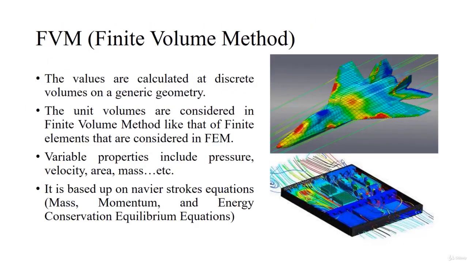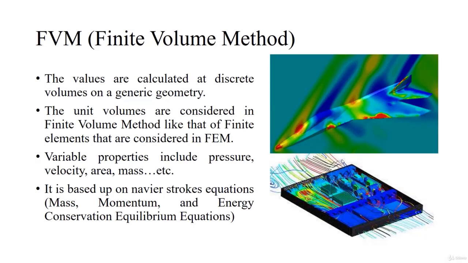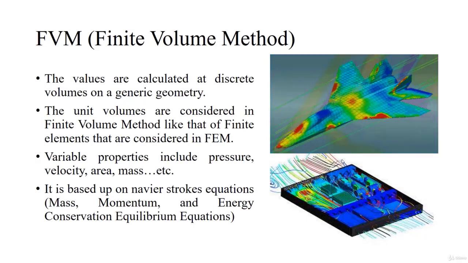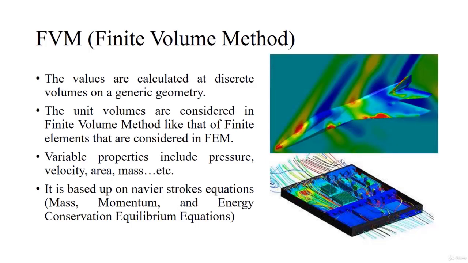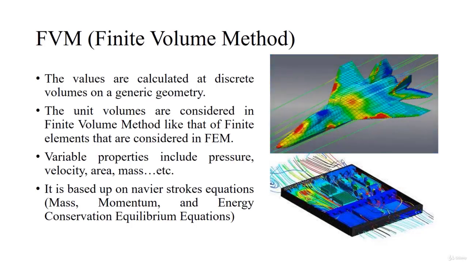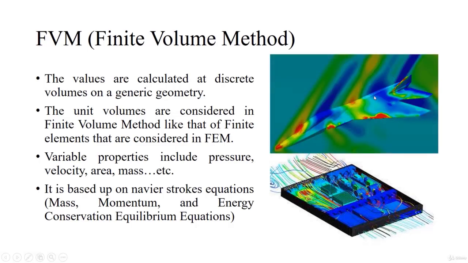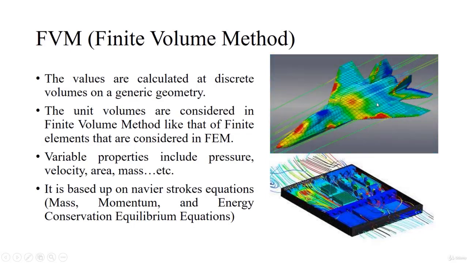Then coming to the finite volume method. In the finite volume method, instead of taking nodes and elements, it is going to take volumes to calculate the results. The unit volumes are considered in the finite volume method like the finite elements that are considered in FEM. So instead of dividing a particular geometry into a number of elements, it is going to divide a body into a number of volumes. See here in this picture, you will be able to see that this particular geometry is being divided into a number of cubical volumes.